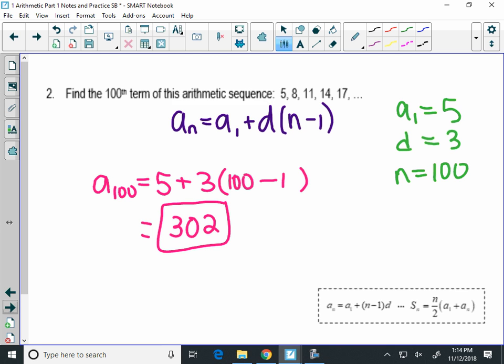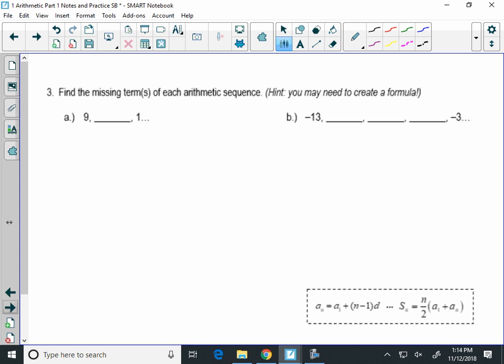So far, all we've done is write a formula and find a term. Are we okay with finding terms? That's like the easiest thing you can do with sequences. So let's make it at least a little bit more challenging.